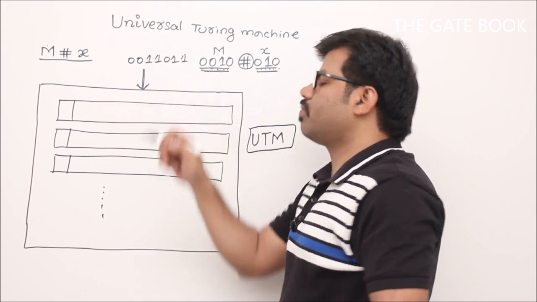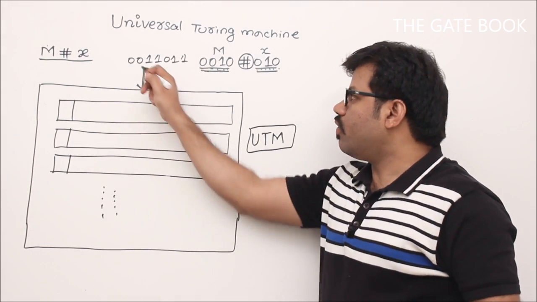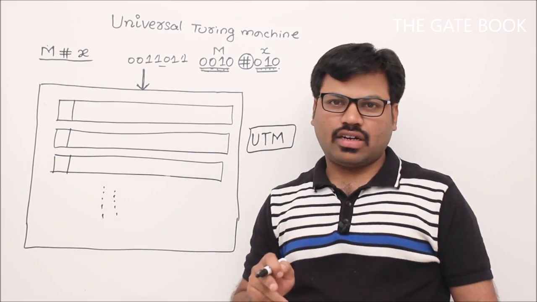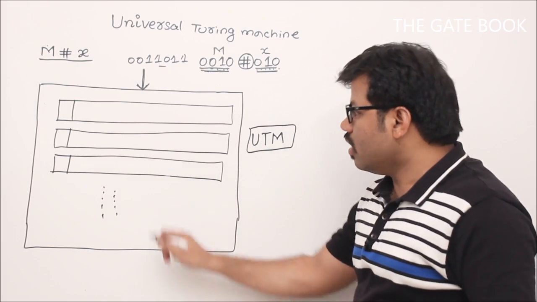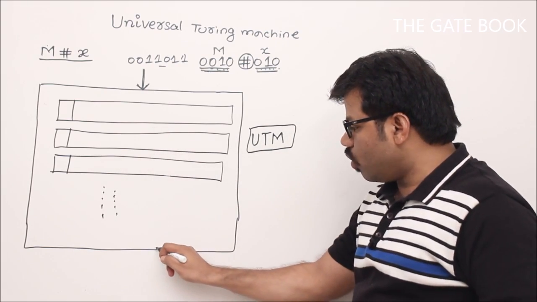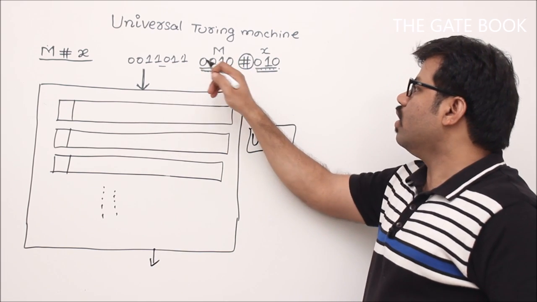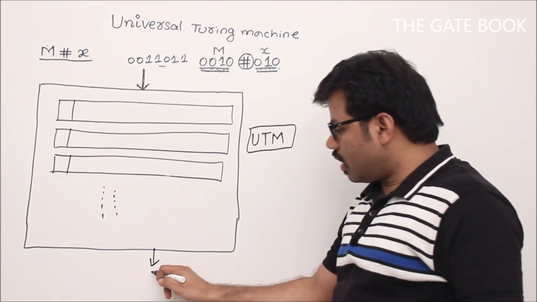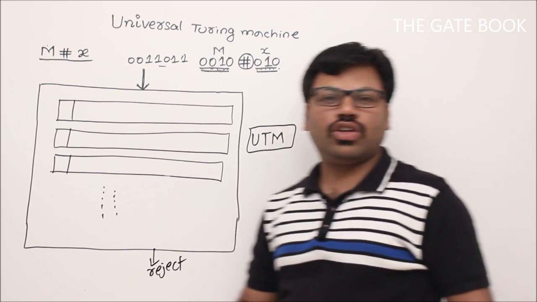I don't give hash. So your universal Turing machine has a code in such a way that it will do one scan and it can find out whether there is a hash in between or not. If there is no hash in your input, it will simply reject it. That means your universal Turing machine is going to reject inputs which are not in the form of m hash x, binary format hash x. So that will be rejected. Don't worry about it. That is one of the functionalities of your universal Turing machine.